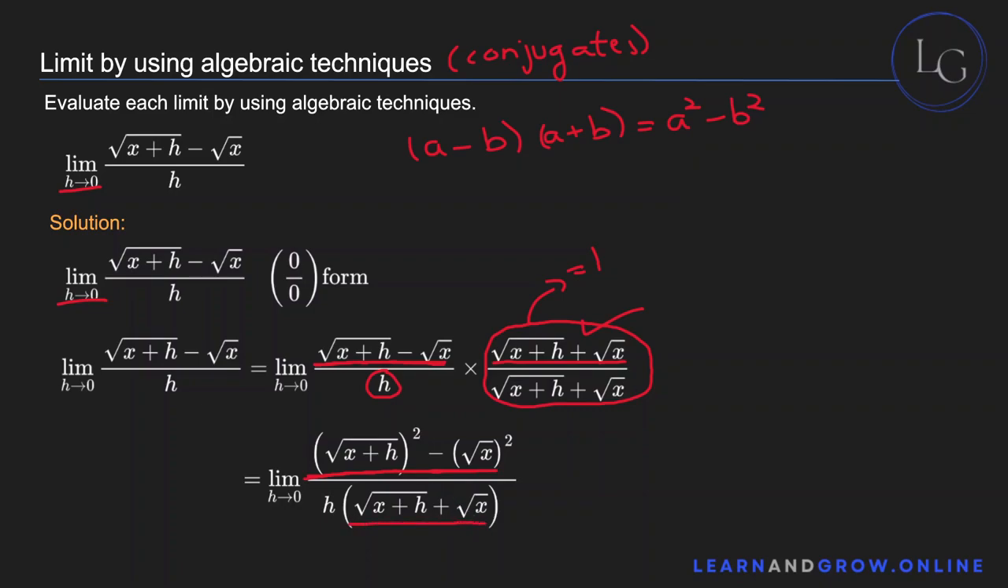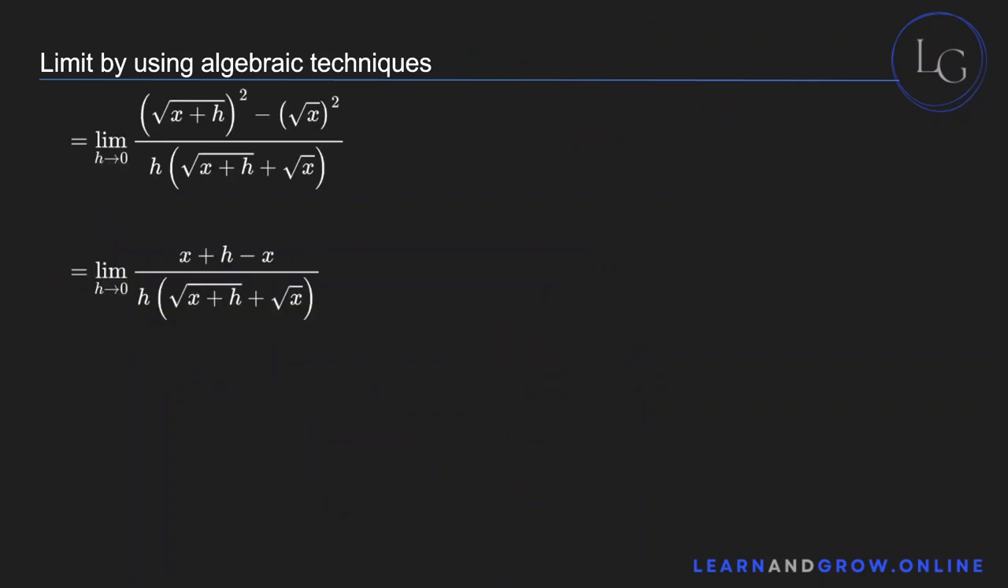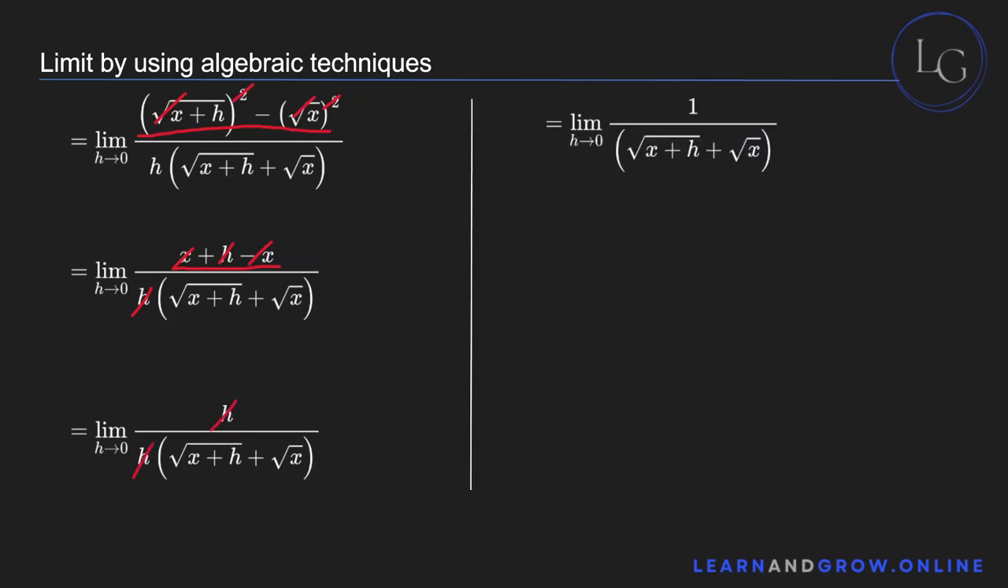Now once you have this, you must simplify the numerator. Obviously you can cancel out this under root sign with this 2. You can cancel out this under root sign with this 2 as well, and you're just left with this. And this x can be cancelled with this negative x, and eventually you're just left with this h, which will be cancelled out with the h in the denominator. So h over h cancel out, and you're left with this.